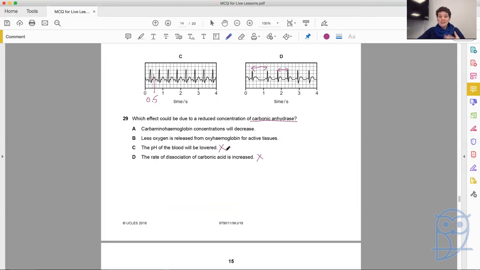And the whole point of carbonic anhydrase is to increase release of oxygen in active tissues. So B is correct. Carbaminohemoglobin concentrations being decreased is irrelevant in this question. Our answer is most definitely B. Less oxygen is released from oxyhemoglobin for active tissues.